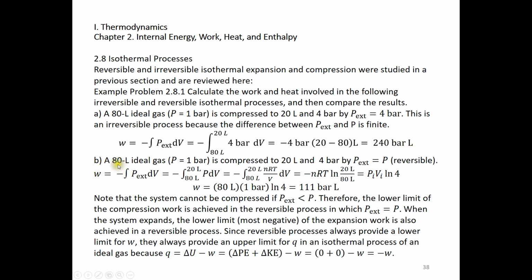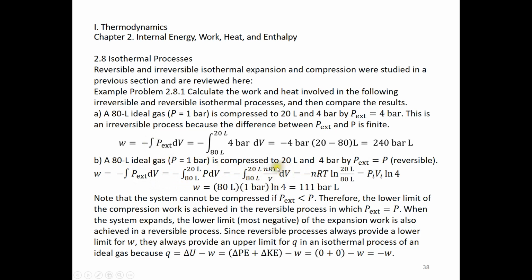B. The same 80-liter ideal gas with the same 1 bar pressure is compressed to 20 liters and 4 bar. This time P external is equal to P. This is a reversible process. Still, work is negative integral P external dV, but this time in a reversible process P external is equal to P. So we replace P external with P, and pressure is nRT over V because it's an ideal gas.